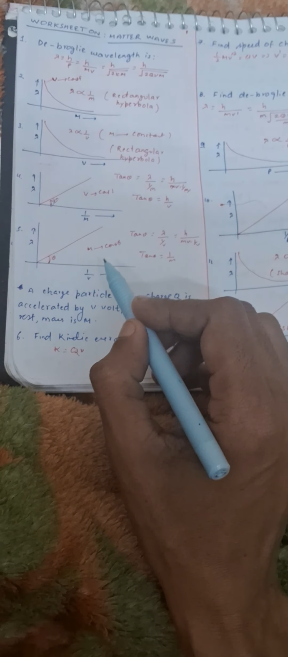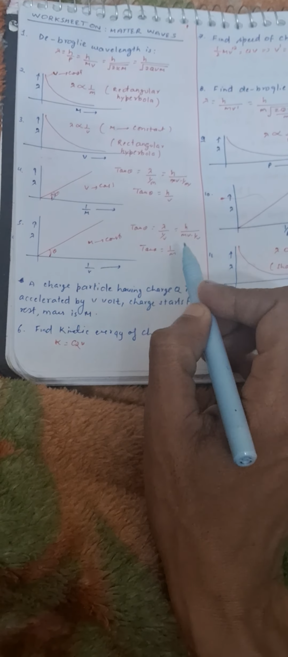Then is lambda versus 1 by m. So lambda you can say is proportional to 1 by m. So the graph will be a straight line with slope angle theta, where tan theta is equal to lambda upon 1 by m. So after solving this, we get tan theta as h by v. Next is the lambda versus 1 by v graph. That will also be a straight line with tan theta equal to h by m, sorry.